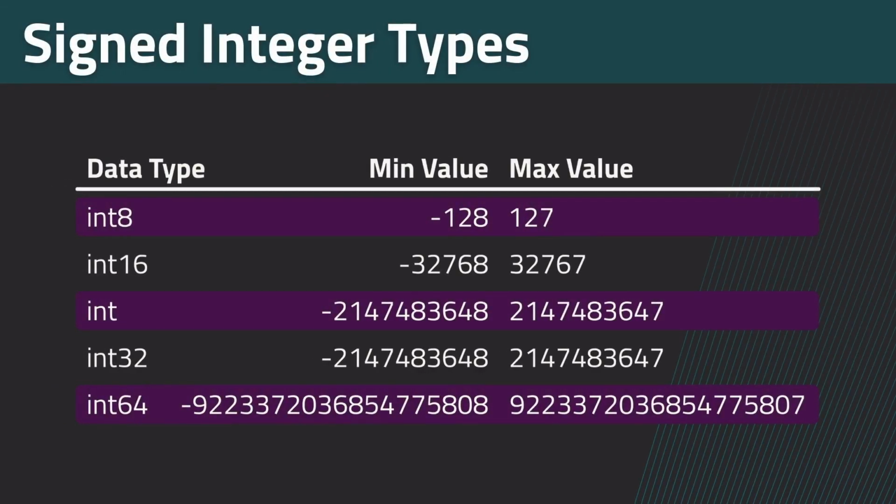Let's cover a few different types that are available. First, we'll talk about signed integer types. A signed integer is just a number that is an integer, and it could be negative or positive. And here's a listing of the available integer types that are in Go, along with the ranges.